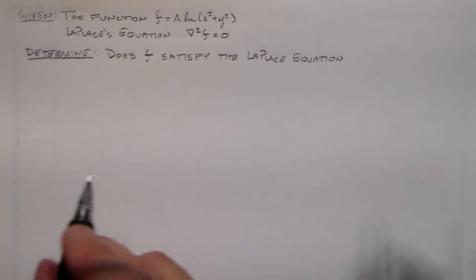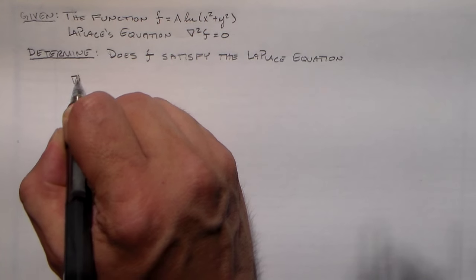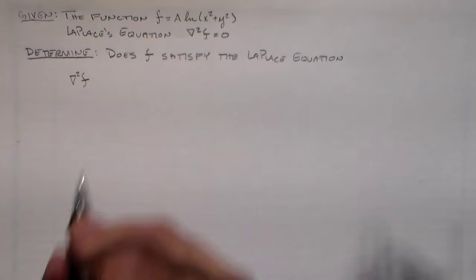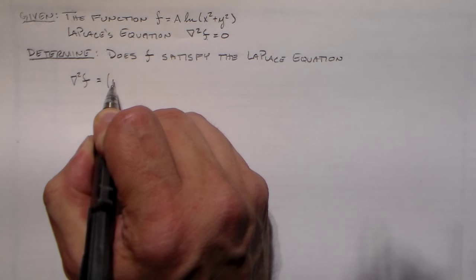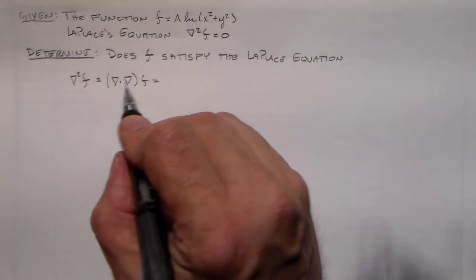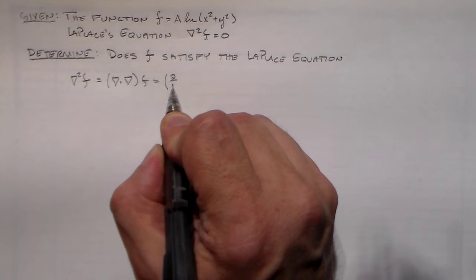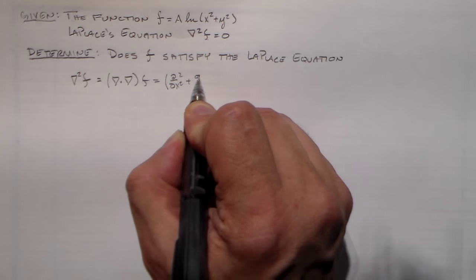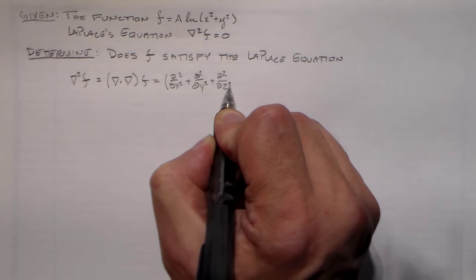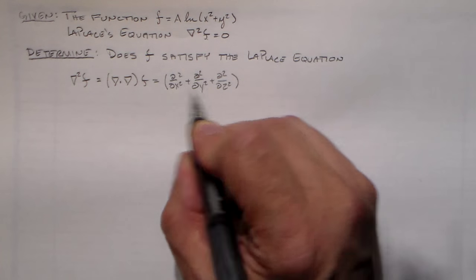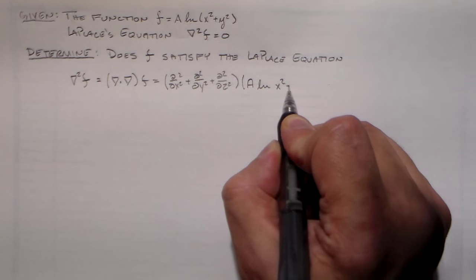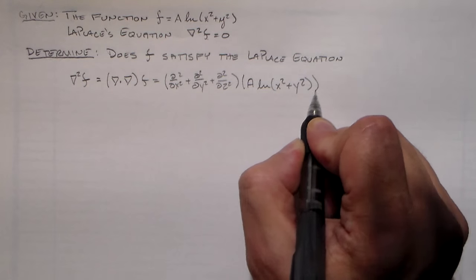So if I want to find out if something satisfies the equation, I just plug the function in here and see if I get zero, right? So del squared is del dot del, right? And so del dot del, these are vector operators. Basically, they're d²/dx² plus d²/dy² plus d²/dz², right? Multiplied by this function, which was some constant times the natural log of x squared plus y squared, right?